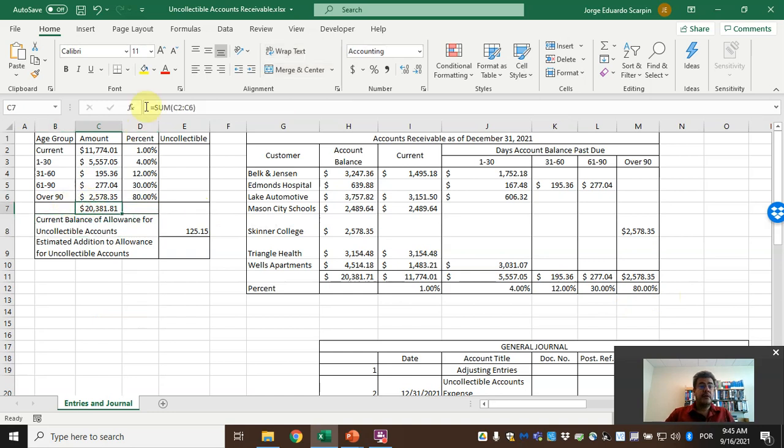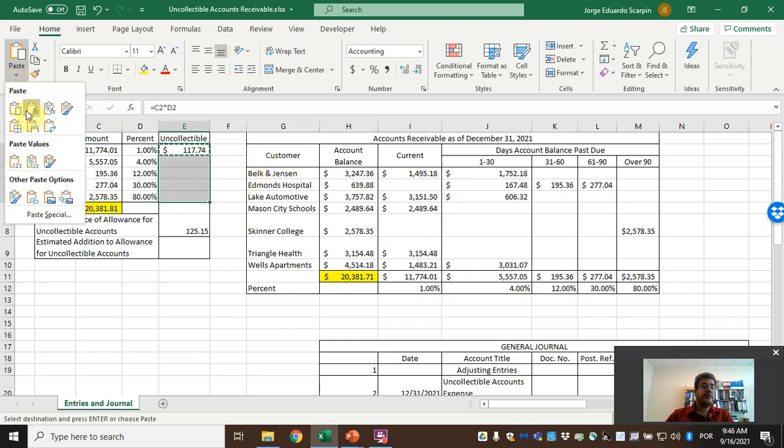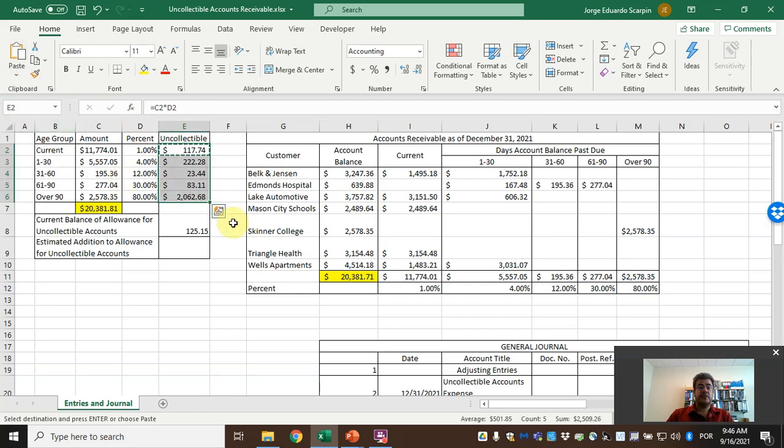20, the same 20 here in yellow. So we're good to go. Uncollectible amount times the percentage. So 117. Let's copy and paste this formula, paste only formulas, we don't want to mess with our format.